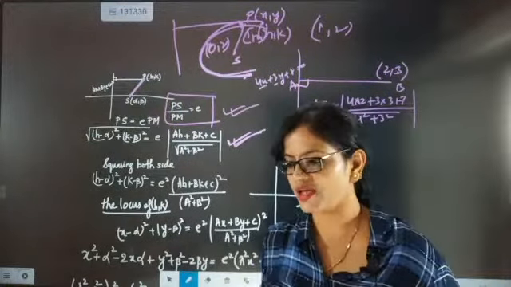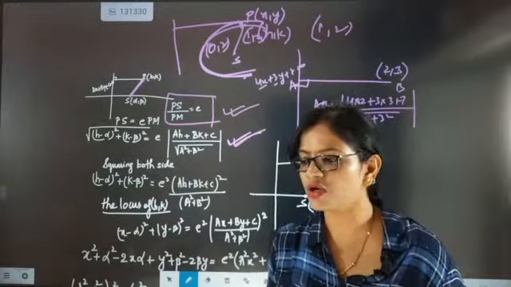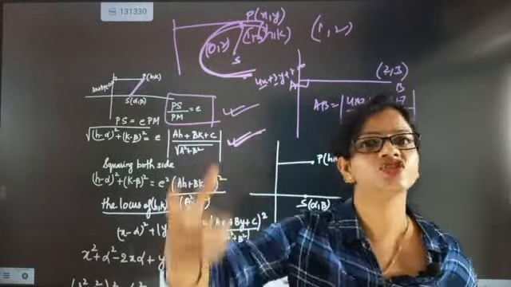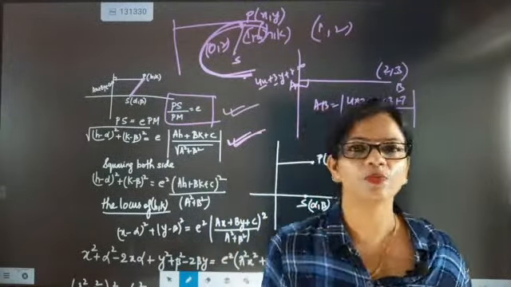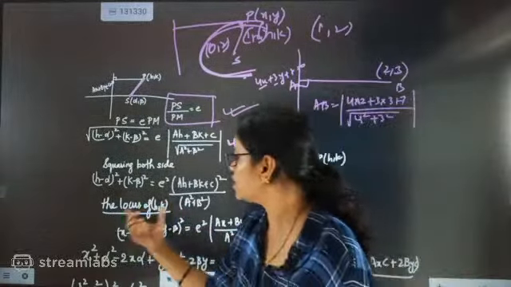We have to write x, y. So I just generalized it rather than writing h and k. Understood? First I had taken one specific point, and then I used that word: the locus of h, k.